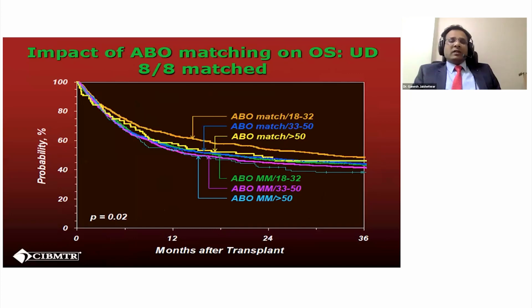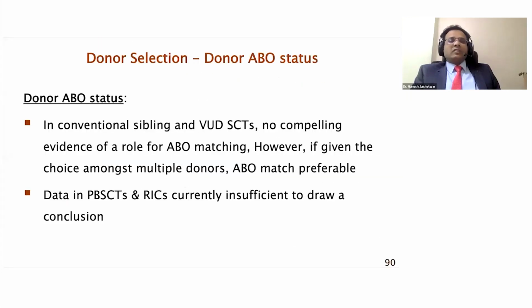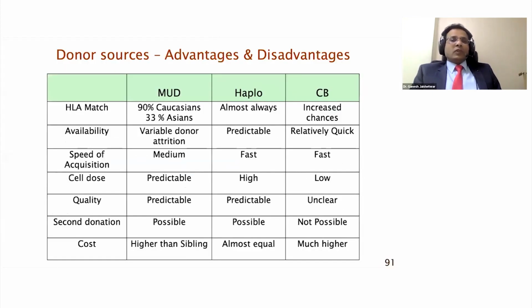There is some decrement in long-term survival as per the CIBMTR data. So for ABO status, there is no compelling evidence of a role for ABO matching. However, if there are choices amongst multiple available donors, ABO match is preferable. So again, these are the various advantages and disadvantages of various donor sources.